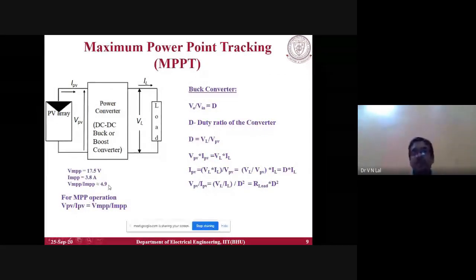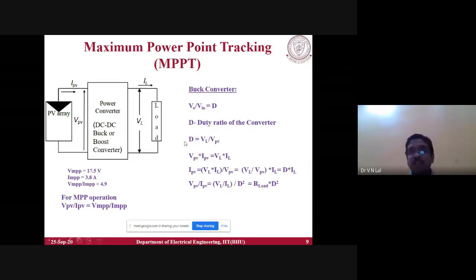Now for the buck converter, V output by V input is equal to D, where D is the duty ratio of the converter. There is a duty cycle, a duty ratio, in the converter. You have to switch on and switch off, and that will decide the duty ratio. Everybody is familiar with that duty ratio, I think.